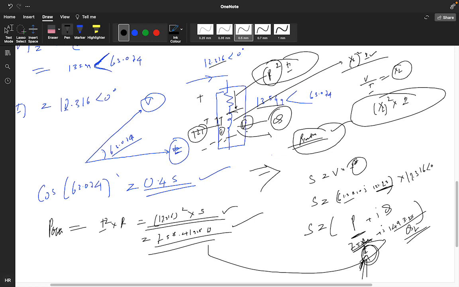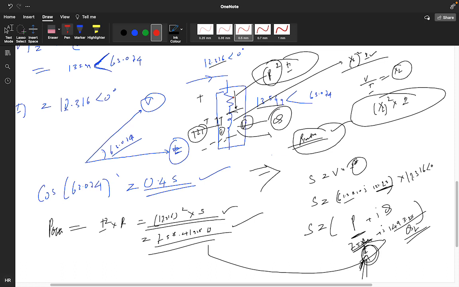We generally say the power loss formula is P equal to I square into R, right? But here we are calculating useful power at R, P equal to I square R. Why am I calling it useful power?